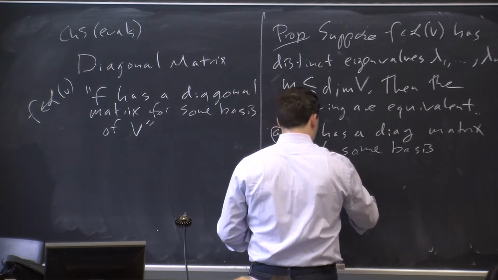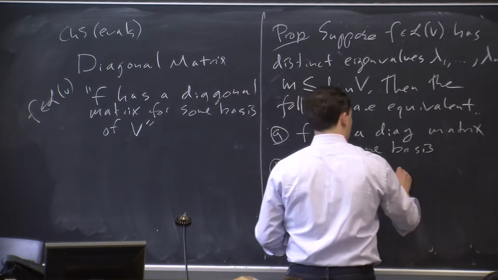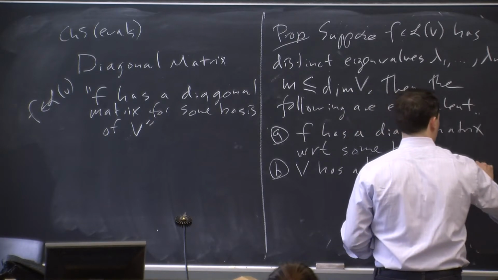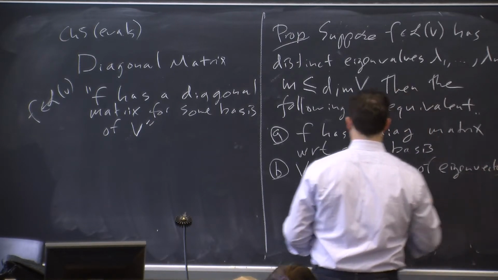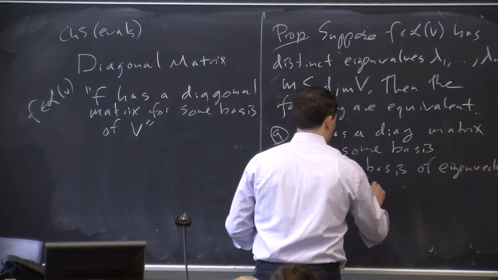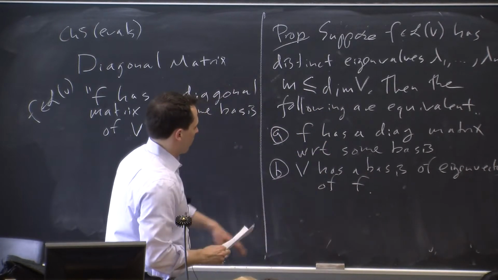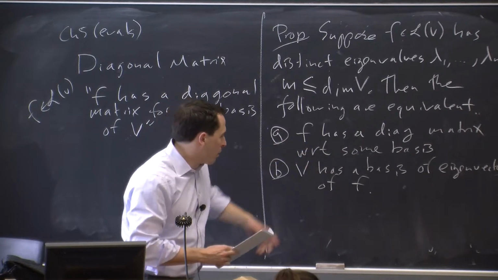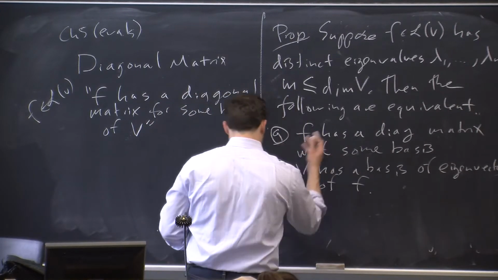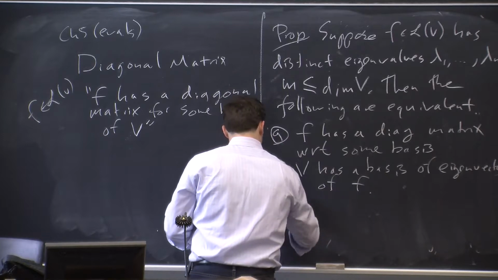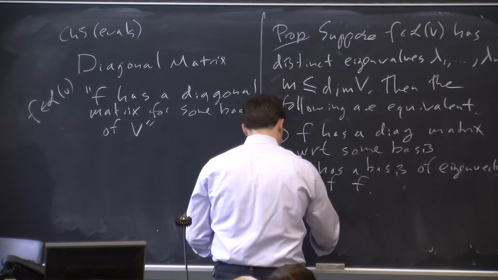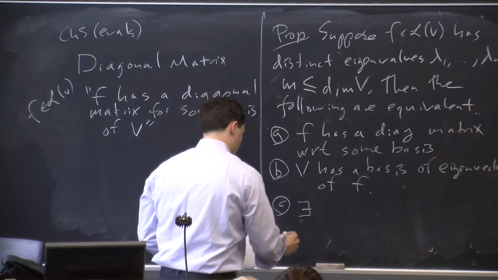V has a basis consisting of eigenvectors of F. So these are almost the same thing, as we've already discussed from the time we introduced eigenvectors and even from the time we introduced bases. Okay. Here's a statement that sounds a little bit less basis dependent, although it's essentially equivalent.